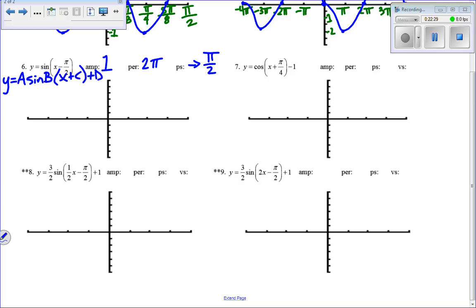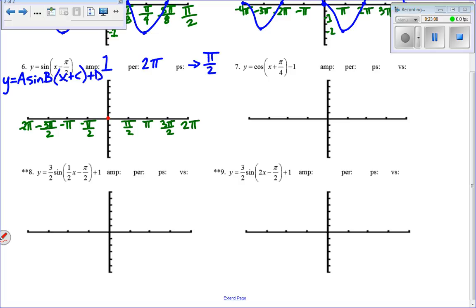All right, go ahead and label your axes. Okay, and what I want you to do is draw your original function. That will help you see where the transformation is going, okay? So your original is this.